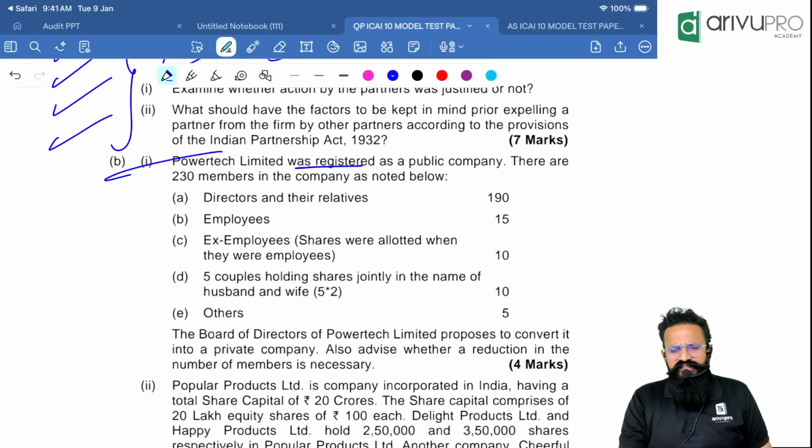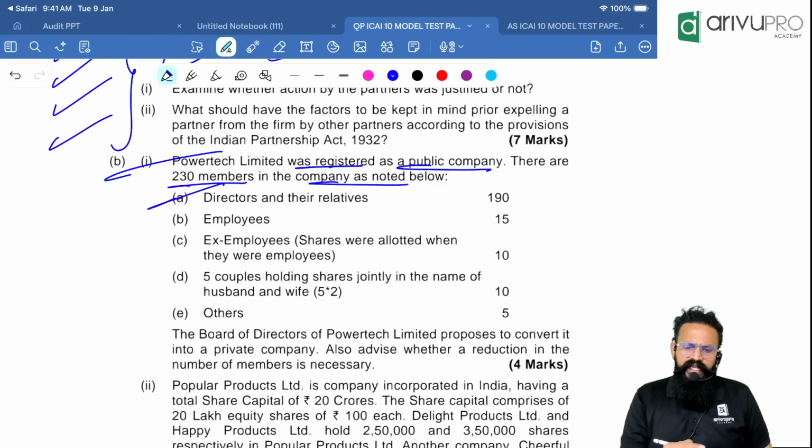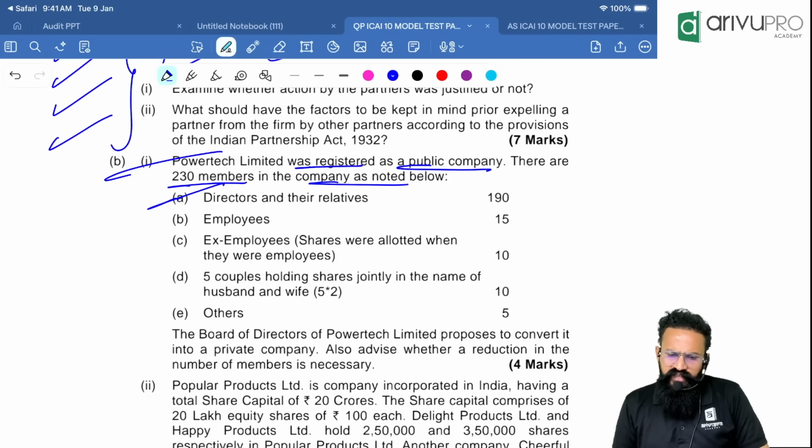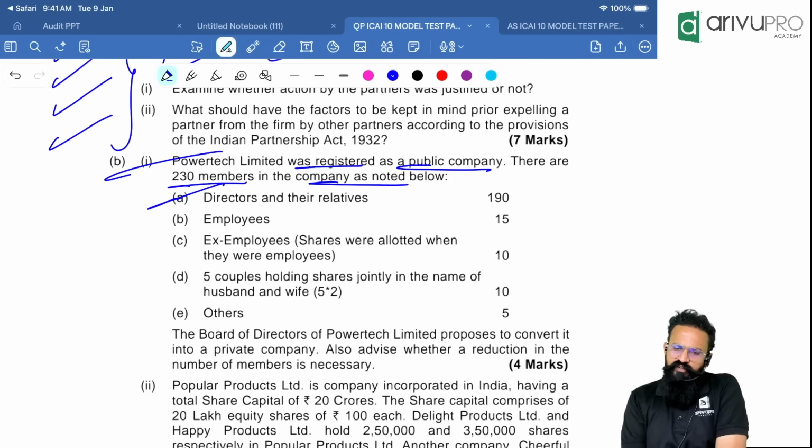PowerTech Limited was registered as a public company. There are 230 members in the company as noted below. Directors and their relatives: 190. Employees: 15. Ex-employees: 10. Five couples holding shares jointly in the name of husband and wife: 10. And others: 5. The board of directors of PowerTech Limited proposes to convert it into a private company. Also advise whether reduction in the number of members is necessary.